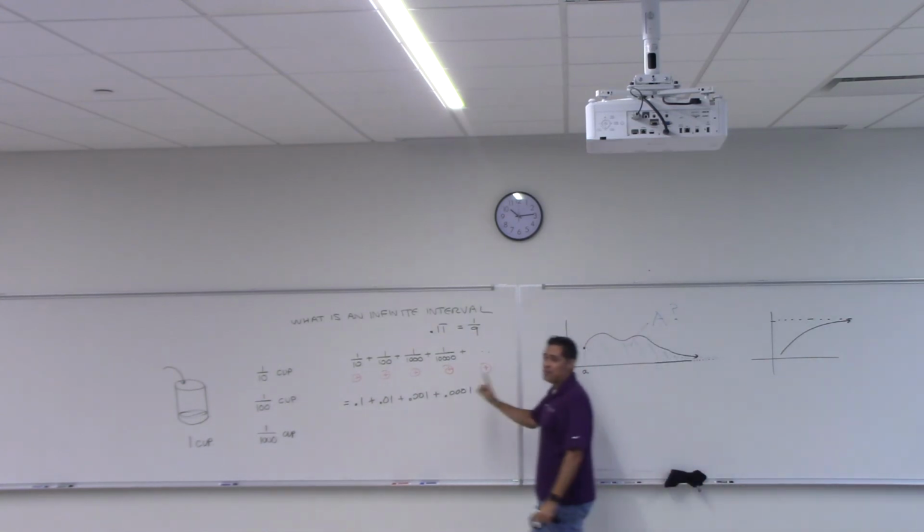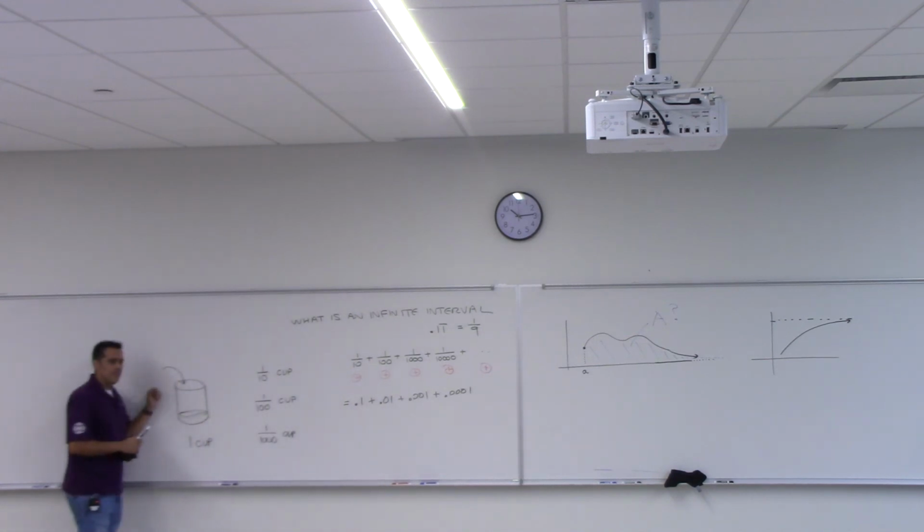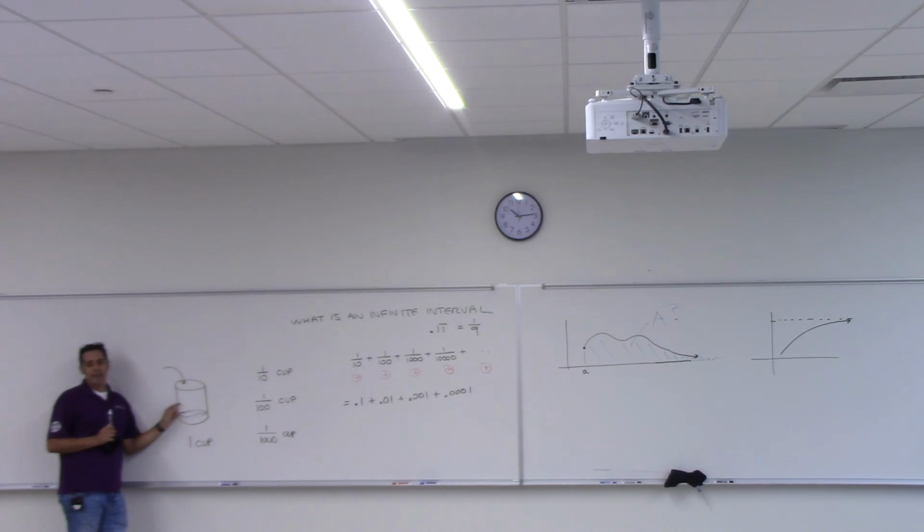So if I could do this experiment, if I could, theoretically, start pouring, not only would I not fill this cup up, I wouldn't even fill it up halfway. I would get closer and closer to 1/9, but I would never get past 1/9.